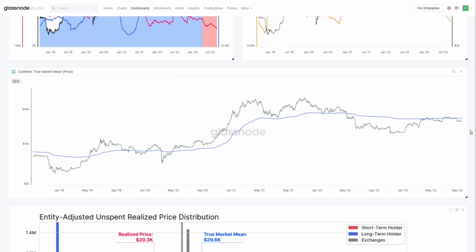And this is really representing that real true cost basis. Where is the average acquisition price of the market? And because it typically trades through the middle, the bull markets typically trade above it, bear markets typically trade below it. And you can see we are finding resistance on it. But in many ways, that should be no surprise. It is that psychological level that still needs to be overcome.